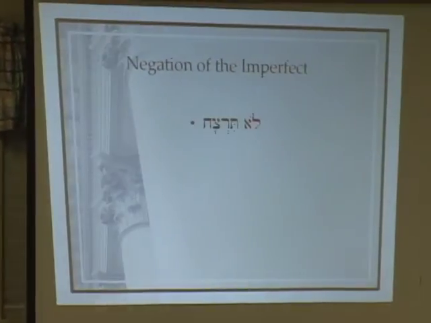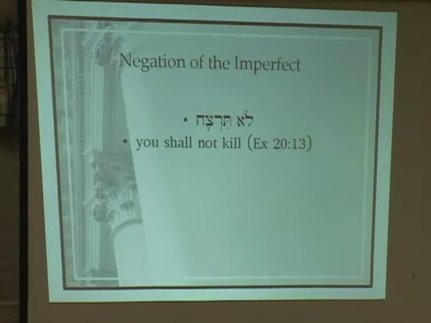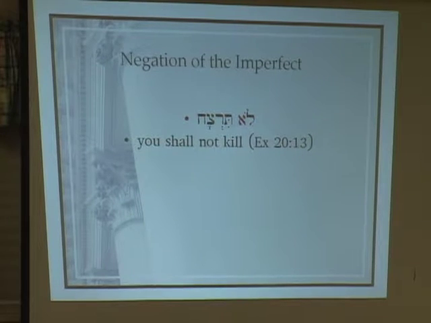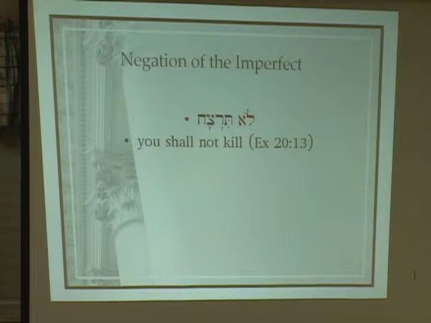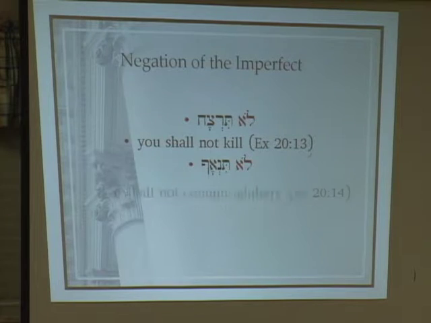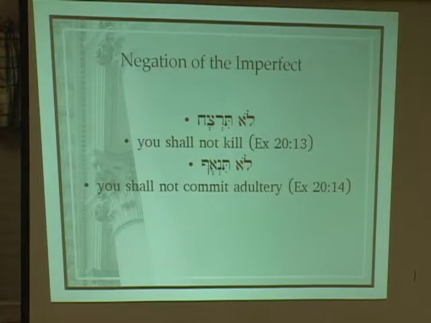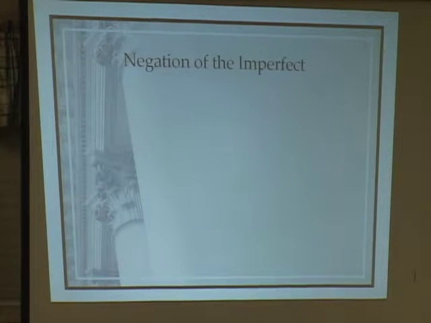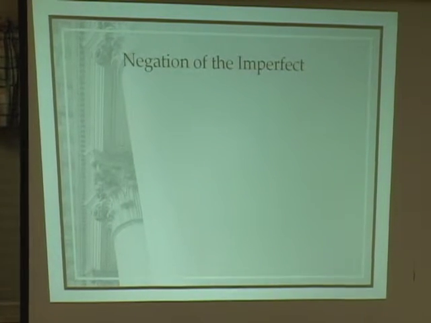So it's a negative imperative. But this is not the only negative particle that will be used with the imperfect. Let's look at the examples for lo. Lo tirtzach, you shall not kill. Exodus 20. That's where you'll find most of the commandments, in Exodus chapter 20. Lo tin'af, you shall not commit adultery. So remember that word, tin'af. Sounds like a dog barking. Meaning don't do it.